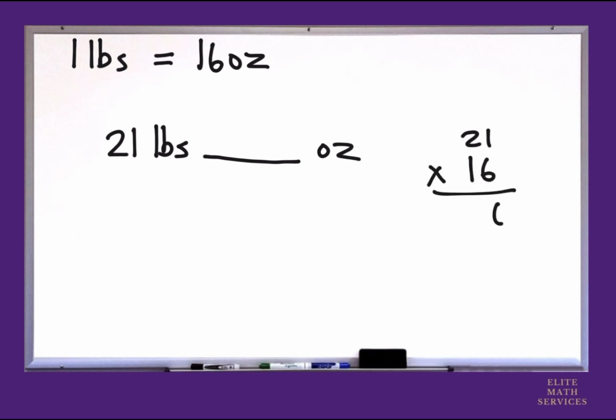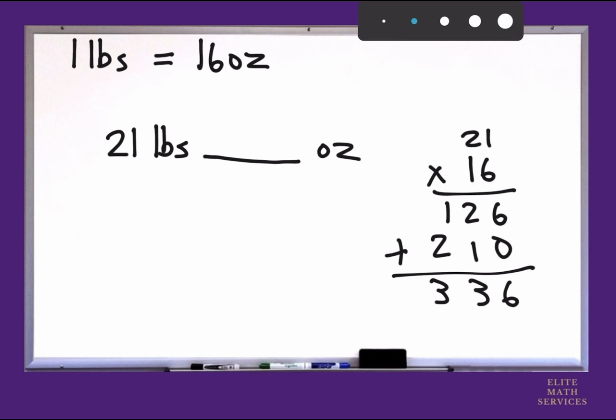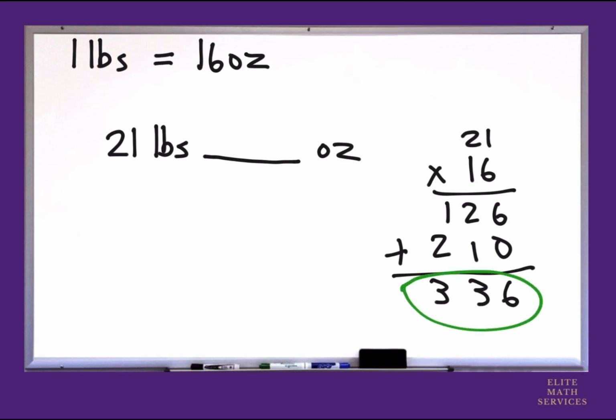And here we simply multiply the 6 times everything up top, which gives us 126. Then we multiply the 1 times everything up top. And in the end, we have 336. So 21 pounds is equal to 336 ounces.